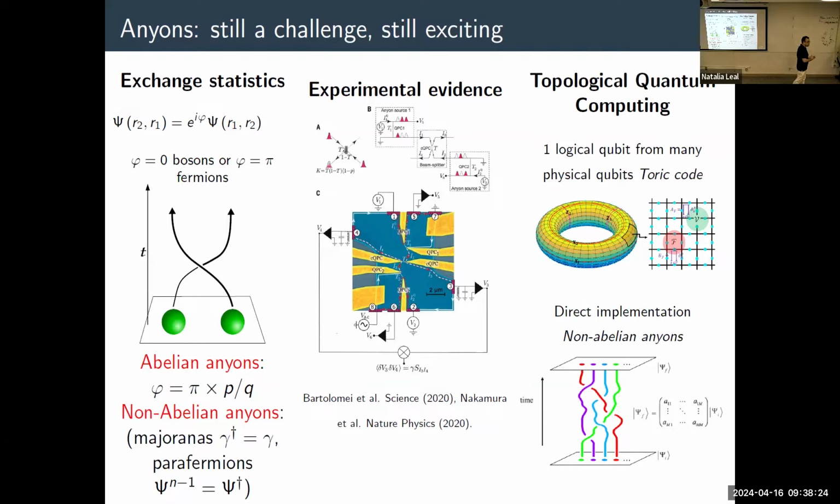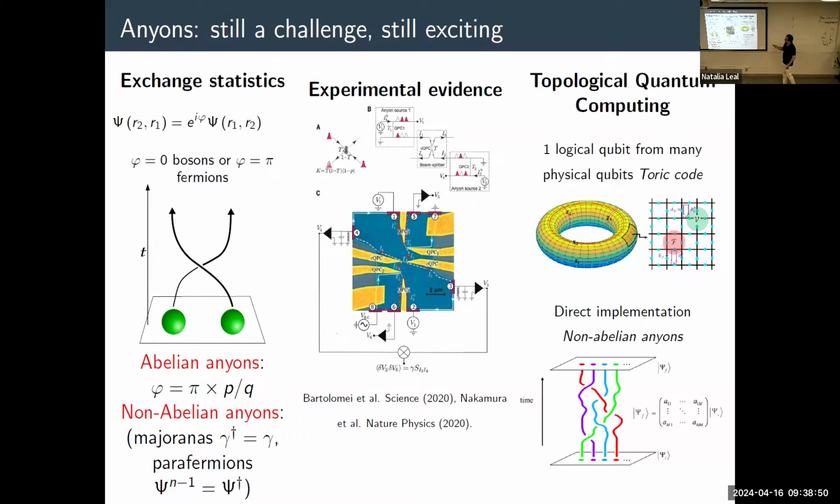If you're strictly in 2 dimensions, you can have something richer than these two statistics. Those are the abelian anyons, if the phase is a fraction of pi. But of course, there is no restriction to only phases. You can have something richer like matrices, and that's what gives rise to the non-abelian anyons, the most famous example being Majorana fermions, but you do have generalizations like parafermions.